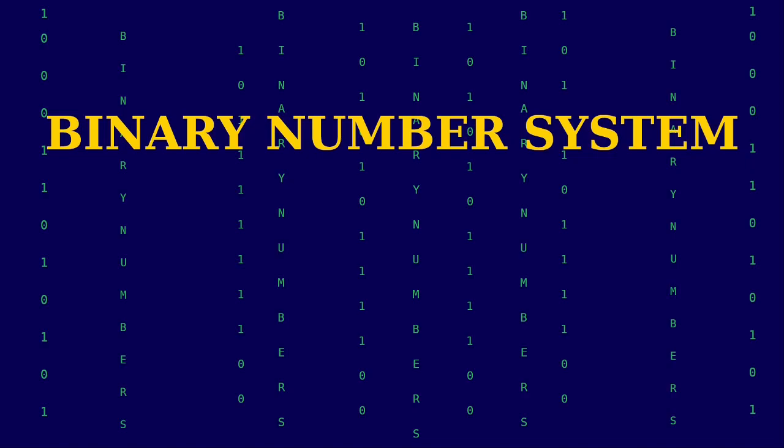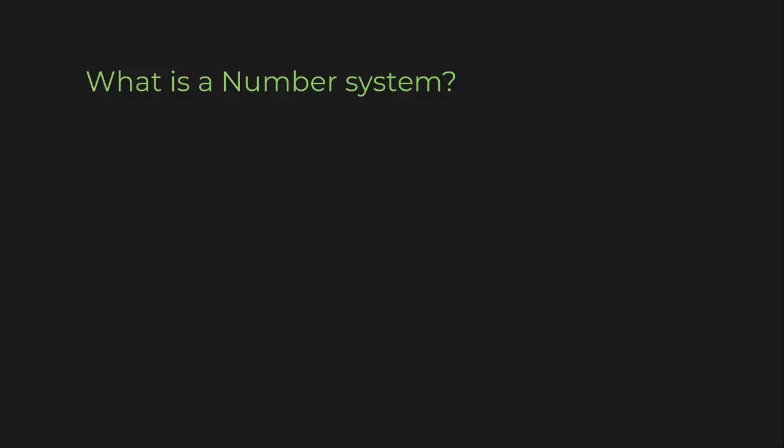Before we go further, let's try to understand what a number system is. So a number system is a writing system for expressing numbers. It tells us how the value of a given number is defined and how the value of each digit changes based on its position in that number.